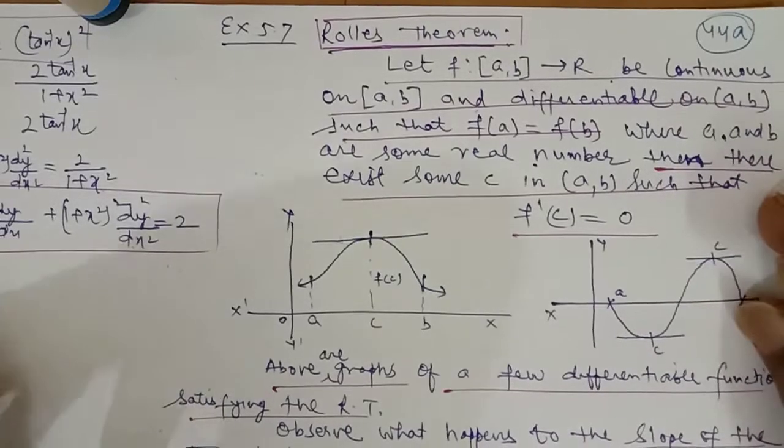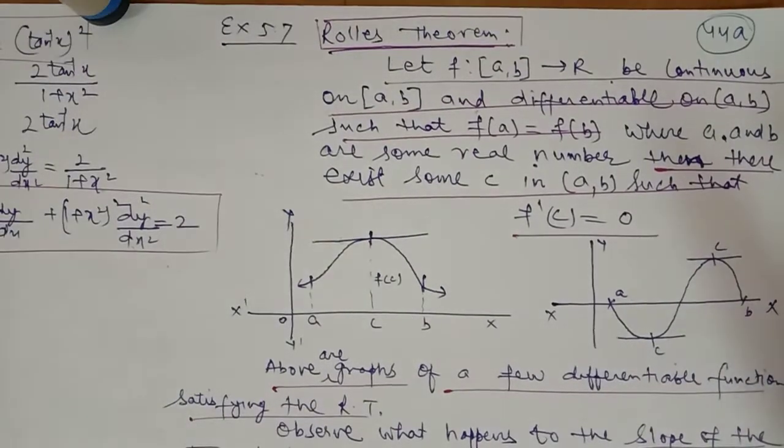This is lecture number 14 for the chapter Continuity and Differentiability of class 12th, and in the last lecture we completed up to exercise 5.6. For exercise 5.7 we discuss two theorems. First is Rolle's theorem and second is the mean value theorem.